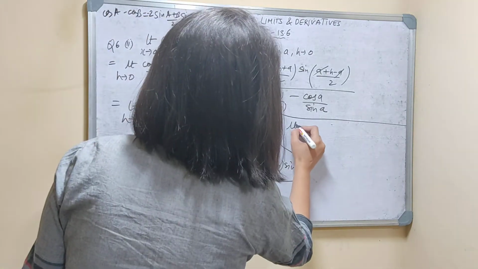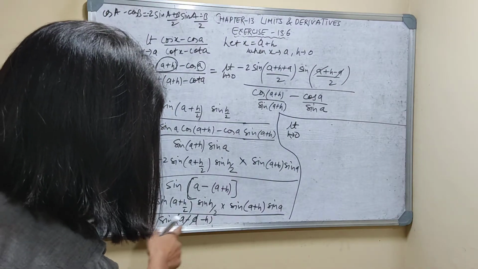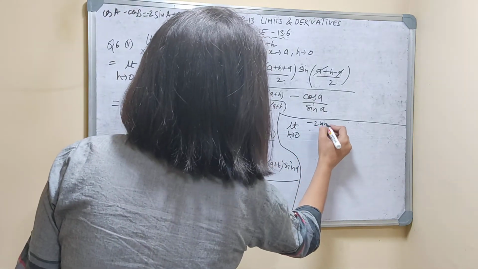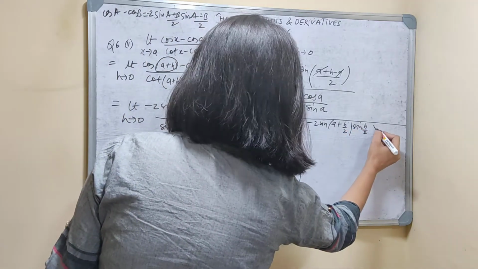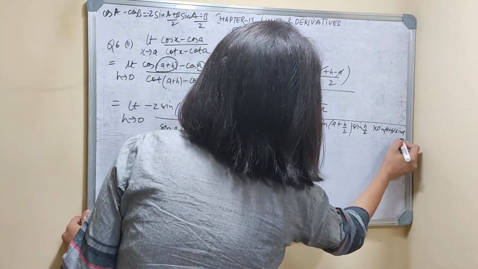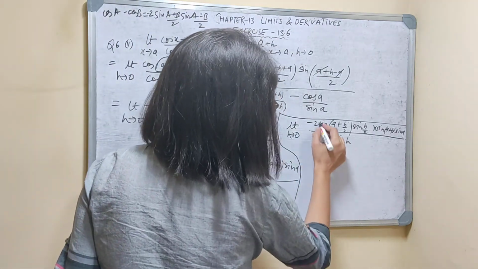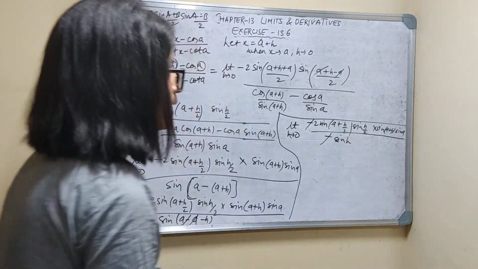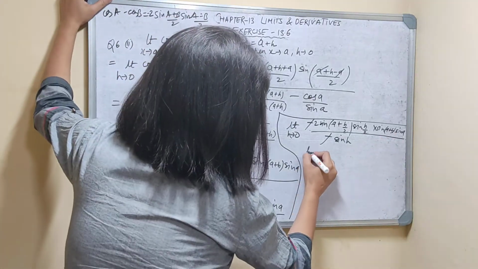I can write limit h tends to 0. Separate limits I can put for this. Sine of minus h is what? Minus sine h. I will write down. First I will write one more step. Minus 2 sine a plus h by 2 sine h by 2 into sine a plus h into sine a upon sine of minus h, that is what? Minus sine h. Minus minus cancel. Now here it is what? Sine h. Here it is what? Sine h by 2. And here it is what? Sine a plus h. So what will I do? I will write separate limits for that.